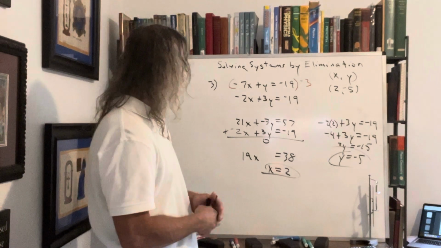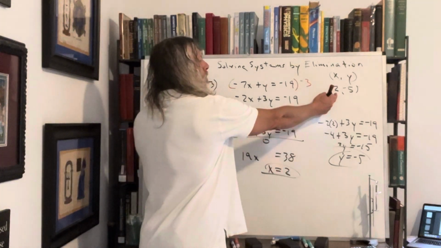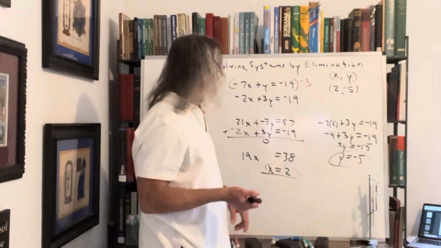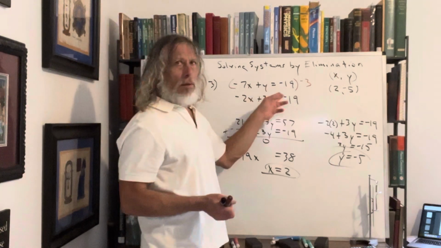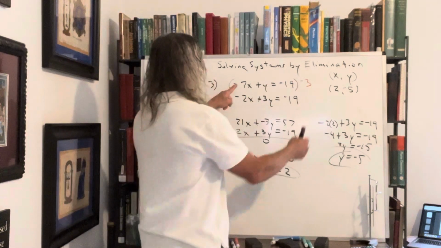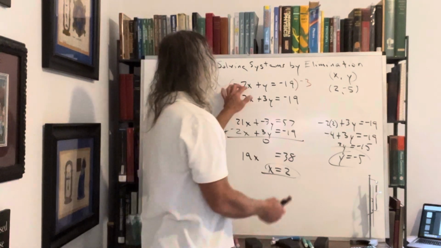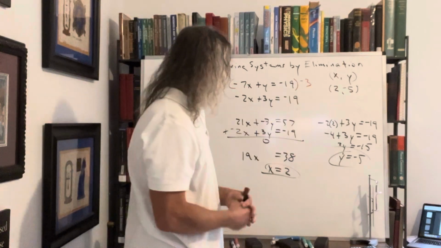And we can put it in and make sure they work. Negative 2 times 2, negative 4. 3 times negative 5, negative 15. Negative 4 plus negative 15 is negative 19. Negative 7 times 2, negative 14. Negative 14 plus negative 5 is negative 19. So we are good.